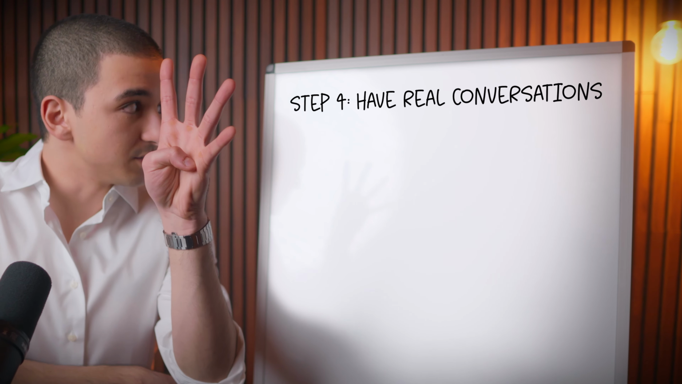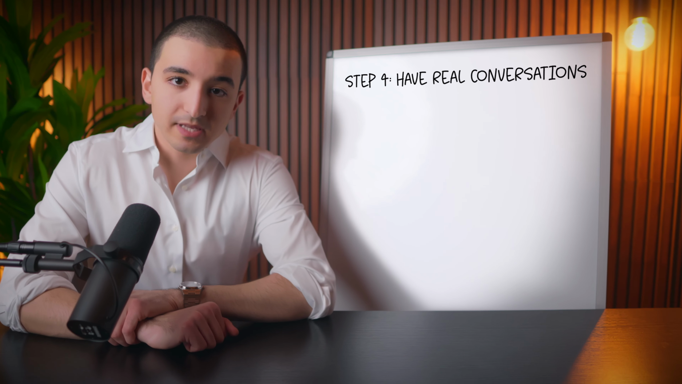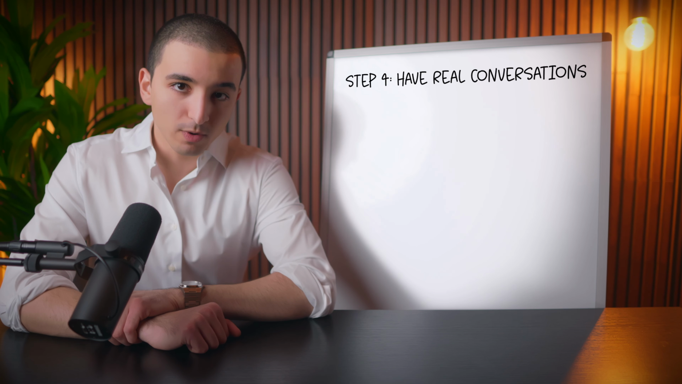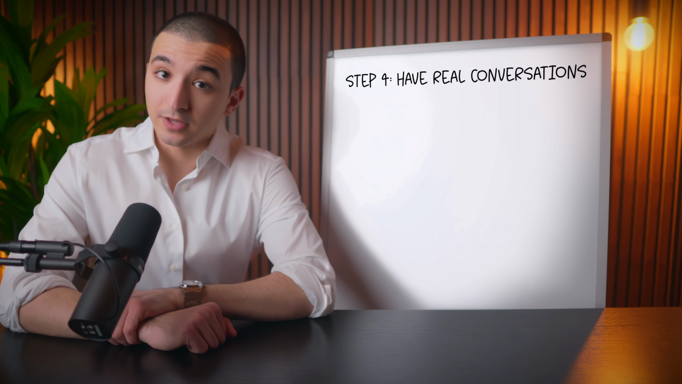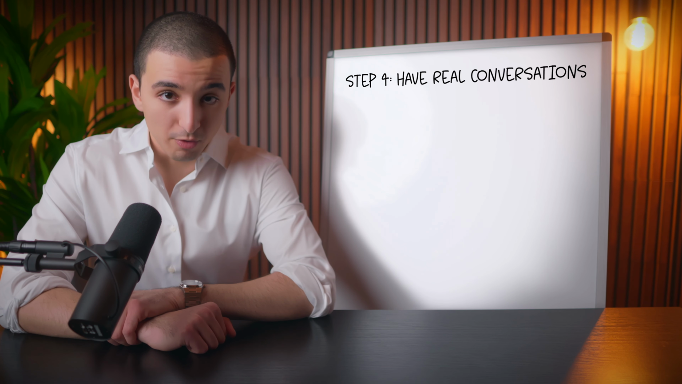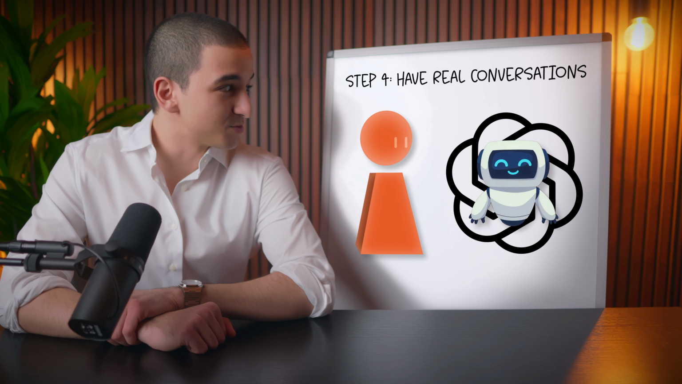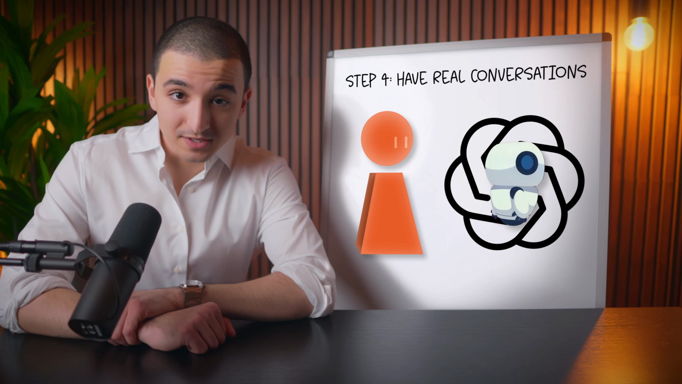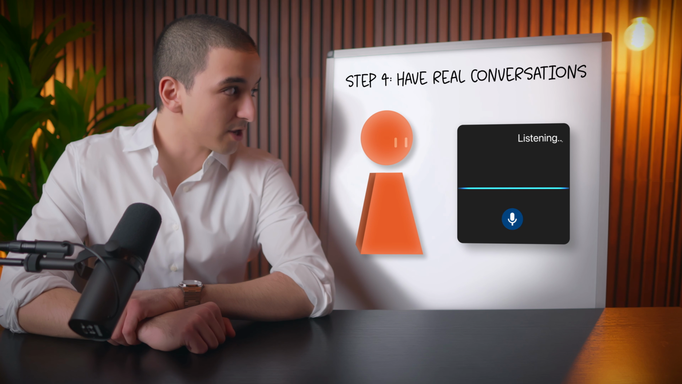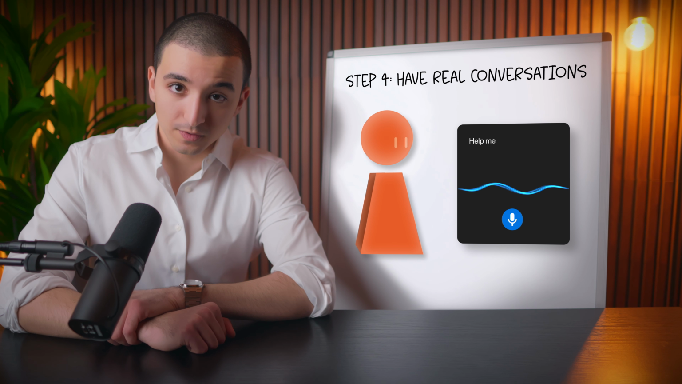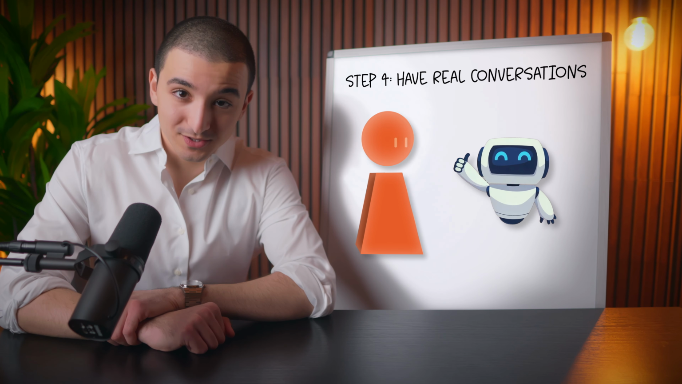Step 4. Have real conversations. I kept this step for last because I know that some of you are scared of doing it, and others don't have anyone to speak with. That's okay. For now, you can use ChatGPT voice mode. It's free and easy. Open the app, click the icon, and start talking. The AI won't judge you. It will respond, ask questions, and help you practice.